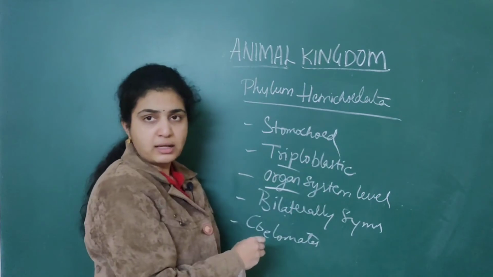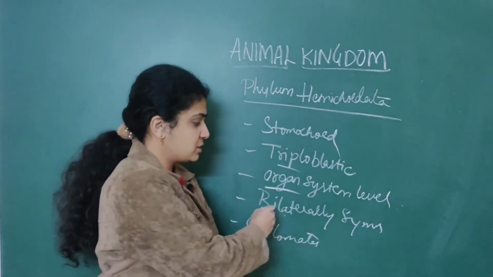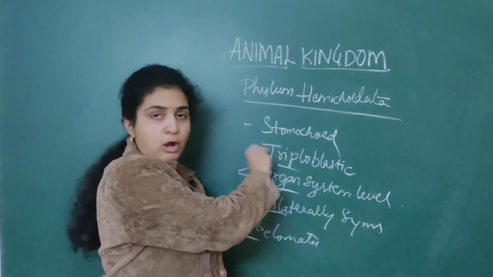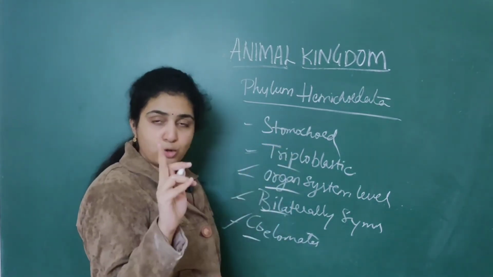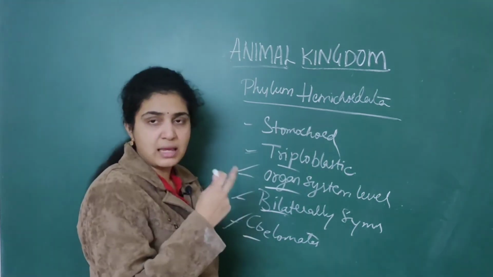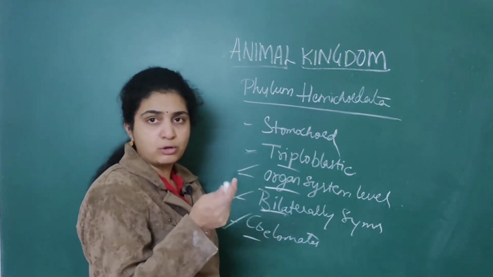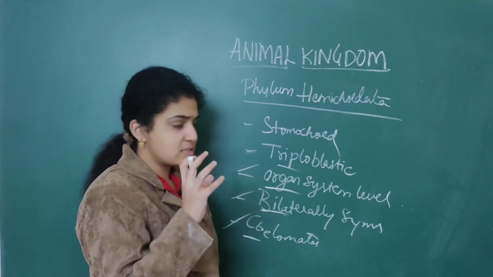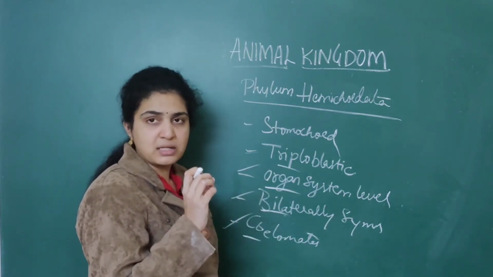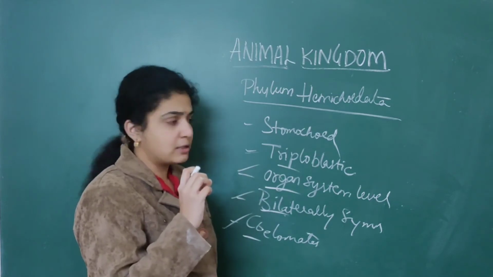Triploblastic, organ system level of organization, bilaterally symmetrical as well as coelomates. All the four are present. I told you that from Platyhelminthes, all the rest of the phyla belong to the same group. So triploblastic, organ system level, bilaterally symmetrical as well as coelomates. That you should remember clearly.